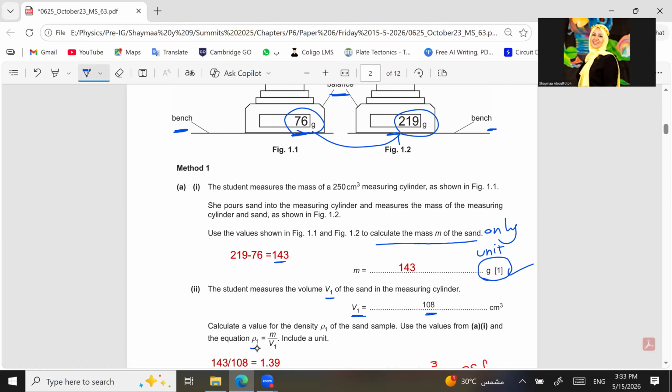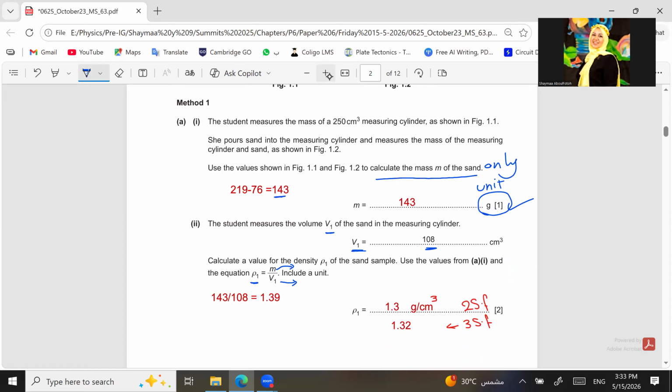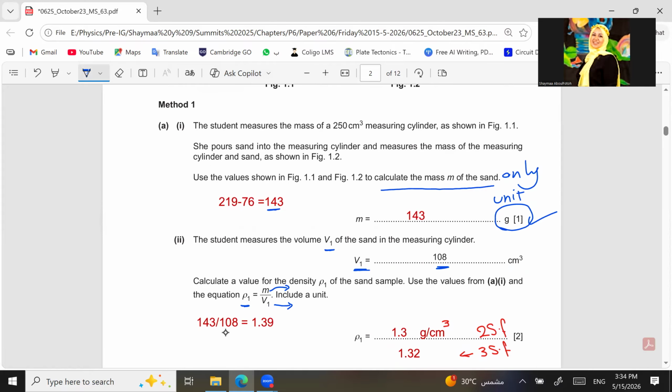The density rho 1 equals the mass of the sand divided by the volume of the sand. So as you see, this is the mass divided by the volume, which is V1, and it will be 1.32. If I need two significant figures, it will be 1.3. If I need three significant figures, it will be 1.32. The unit is gram per centimeter cube, it's not 139. This is 1.3 gram per centimeter cube.